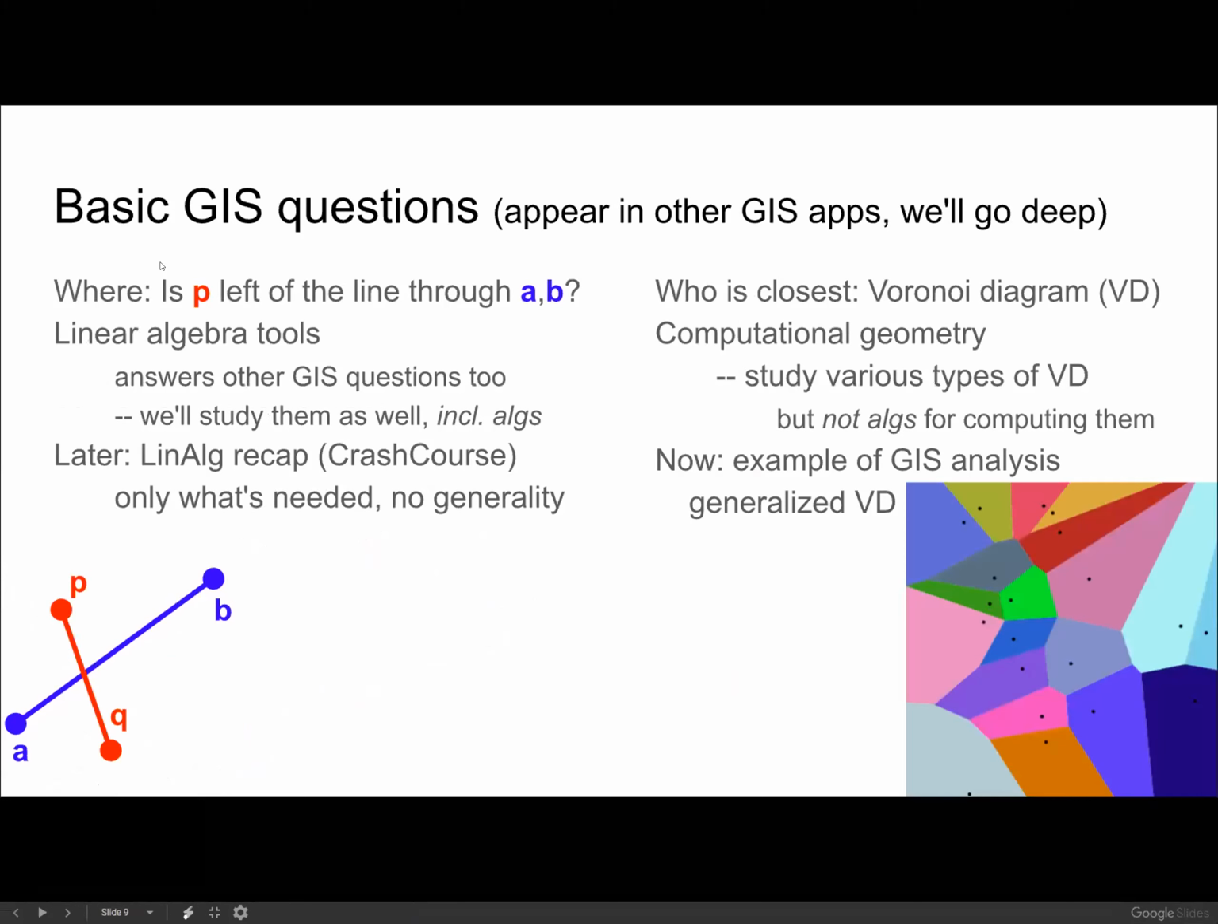So yes, finishing with these two examples, the really basic geometric or geographic questions, whatever you want to call them. If you want to know whether two segments, the red and blue, intersect, how do you do that? You look at the line from A to B, and you're asking, are the points P and Q on different sides of this line or not? And there are linear algebra tools that help you with that. And we will look at some of them.